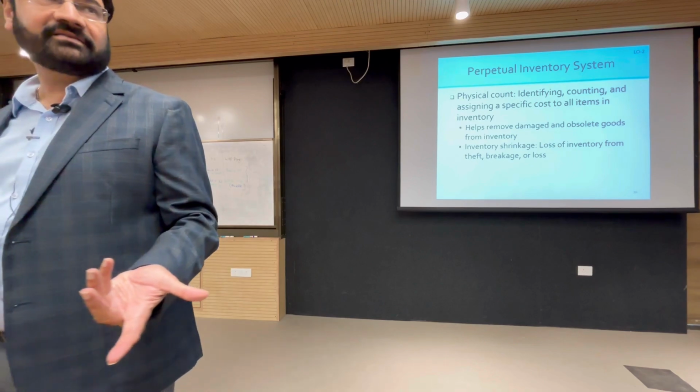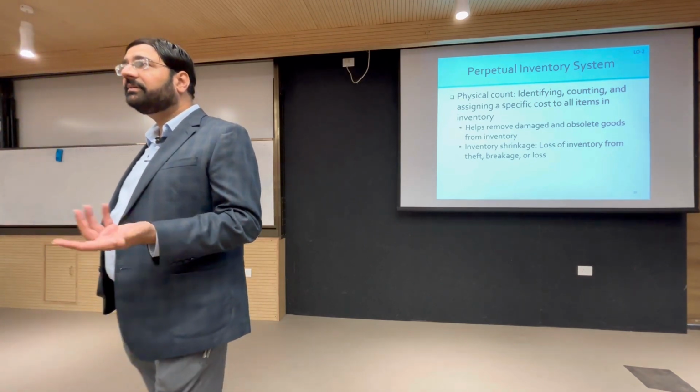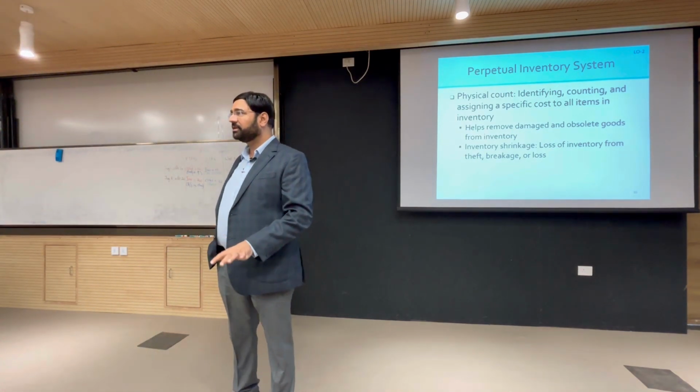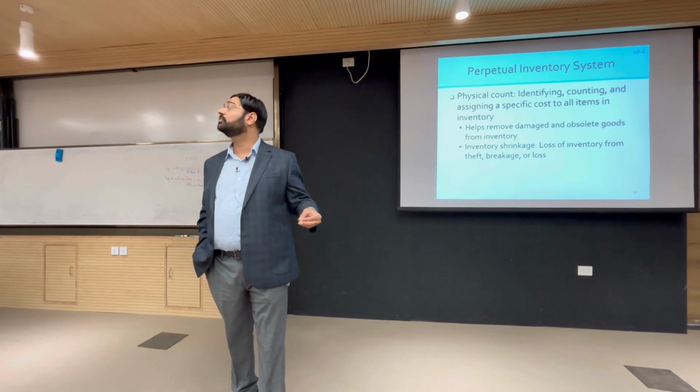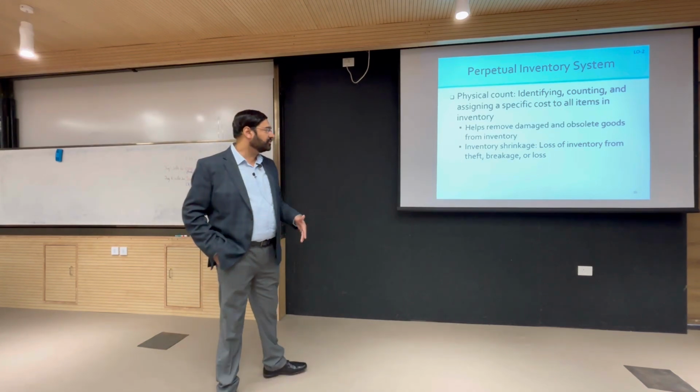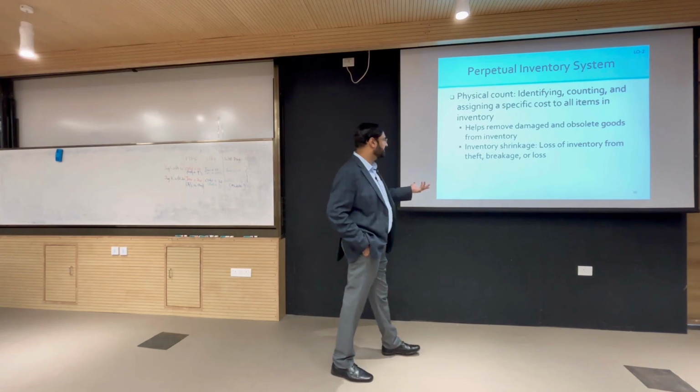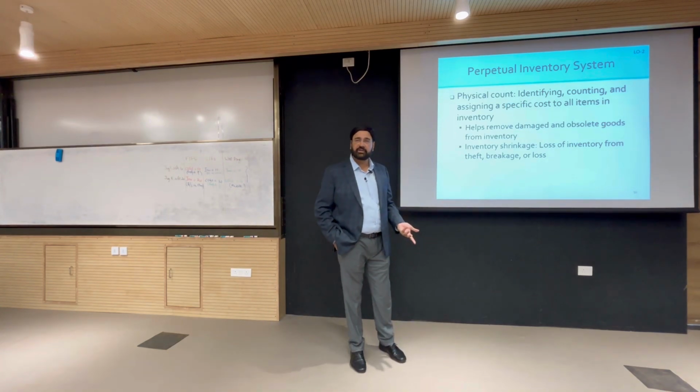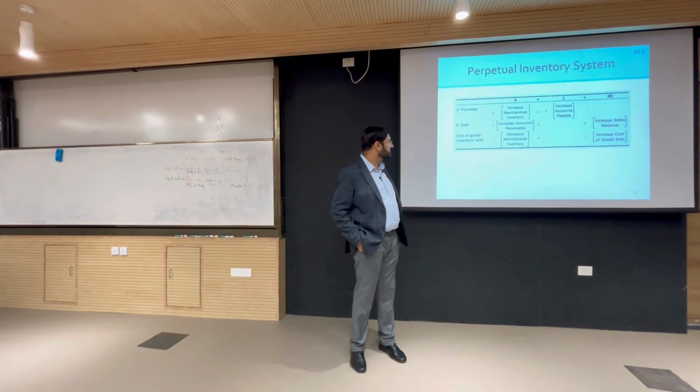Where did the one glass go? Right? So it may be one glass was broken and thrown away. It may be one glass was stolen. Somebody quietly took one glass away. So various possibilities exist. It can be theft, breakage or some other form of loss. Next. So what's the perpetual inventory system?